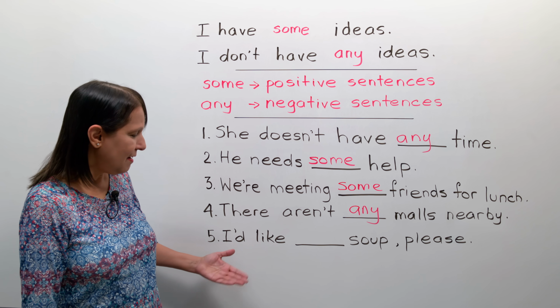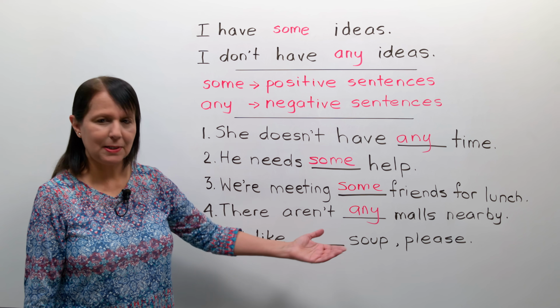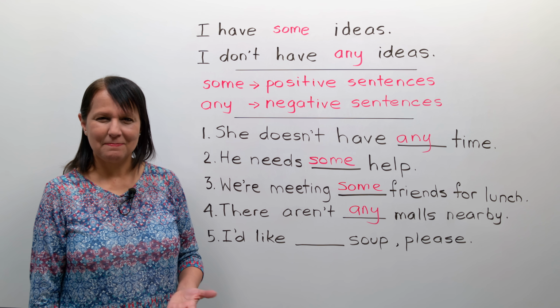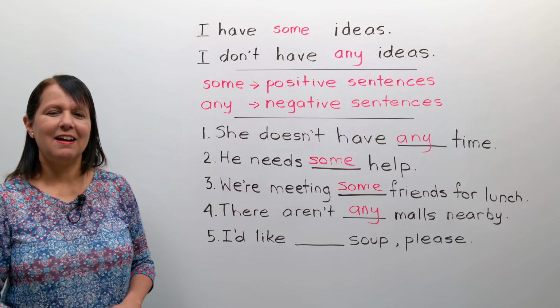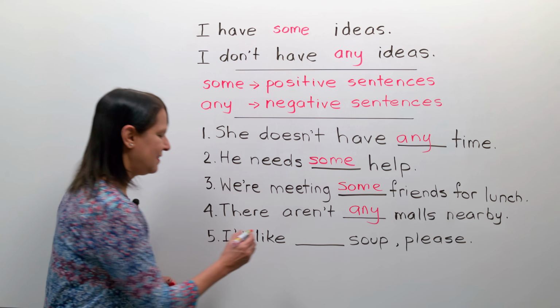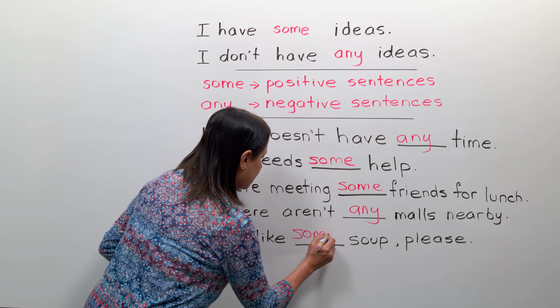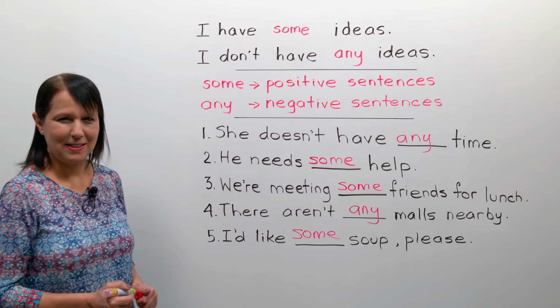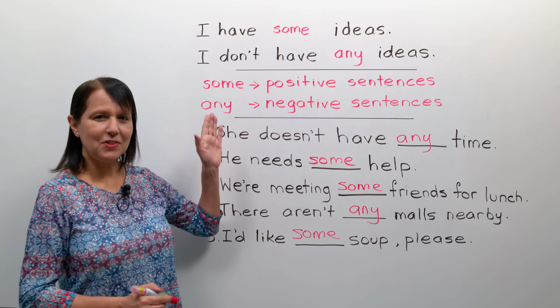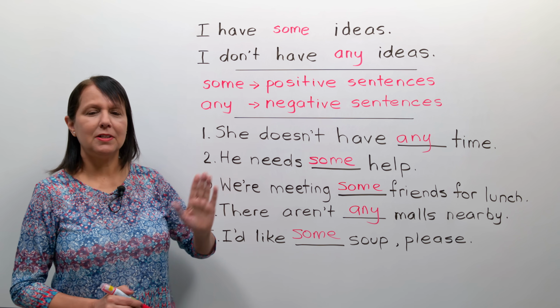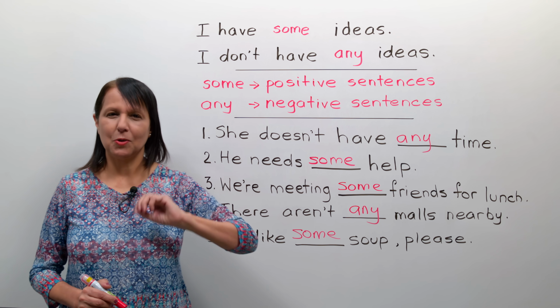And next, I'd like blank soup, please. What do we say? I'd like some soup, please. All right? So that's for sentences. And next, we're going to look at what happens when we have questions.